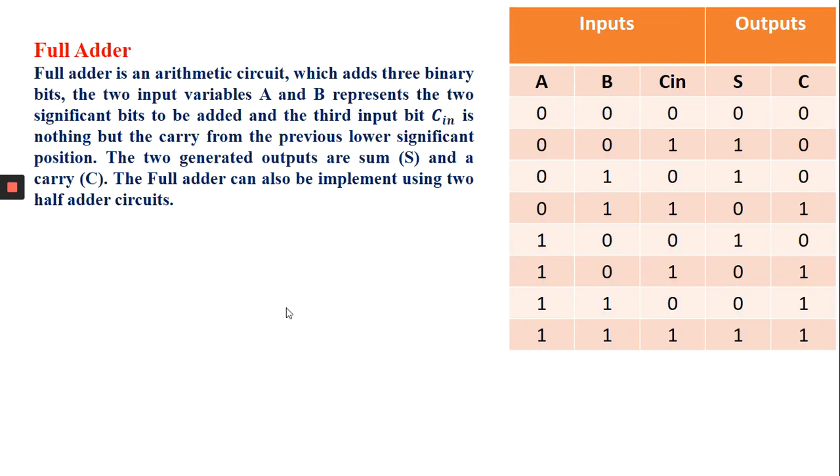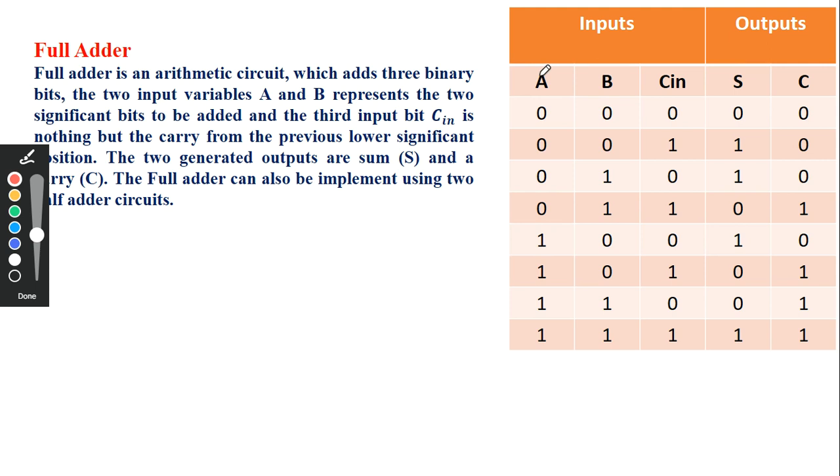So again, full adder is also a combinational circuit. Here, a full adder has three binary inputs. Two binary inputs are A and B, and the third input is the carry coming from the lower significant bit. Okay, so here how many inputs are there? A, B and C in. So we can see here three inputs are there.